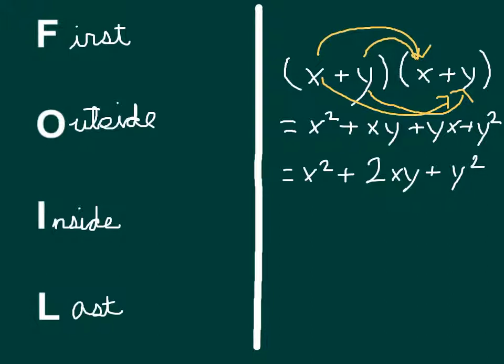First, we multiplied x and x, because they're the first terms, to get x squared. Then, we multiplied the outside terms, which are x and y, to get xy. Then, we multiplied the inside terms, to get yx, and then, finally, the last terms, to get y squared. We can then reduce this down to x squared plus 2xy plus y squared.